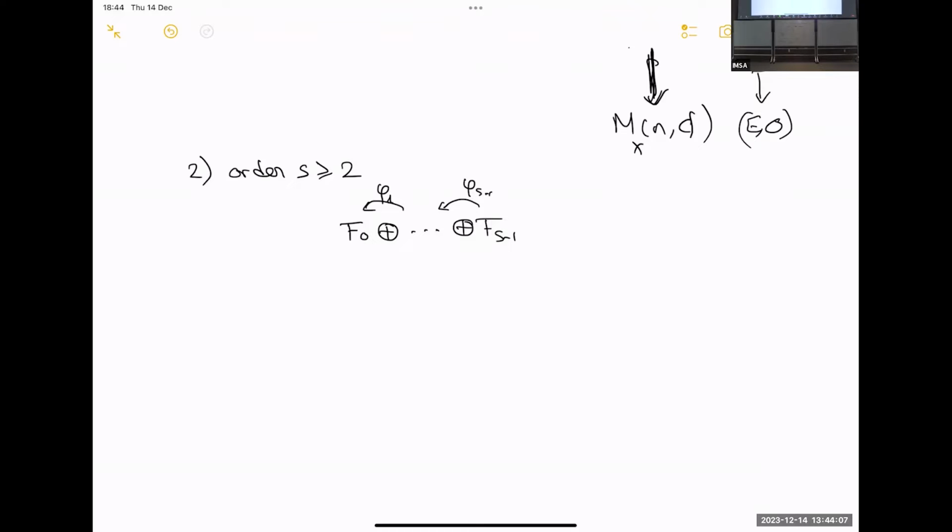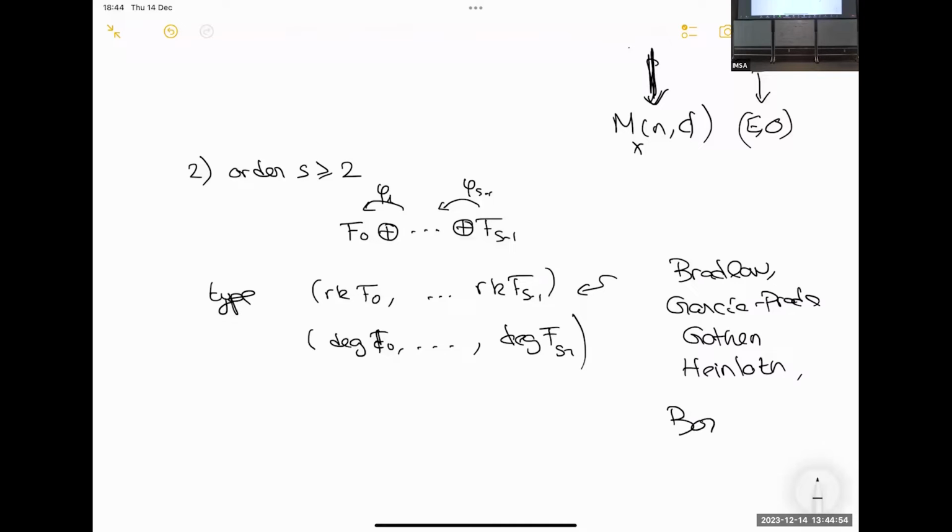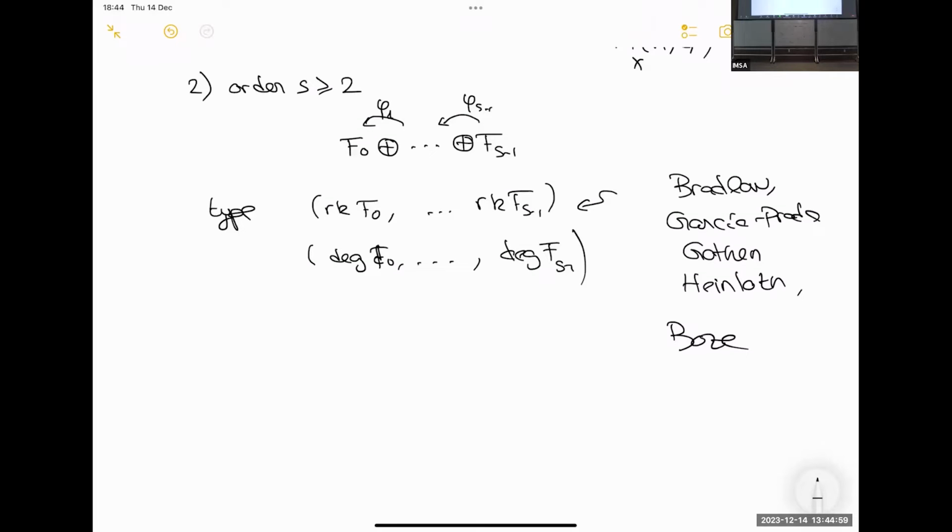There are invariants that one can assign to each, which is called a type. The type of the fixed point is given by the ranks of all the terms, and also the degrees. We'll often refer to the type only by the ranks, but sometimes we specify also the degrees. And it's been proven, I'll cite here Bradlow, Garcia-Prada, Gothen and Heinloth on the one hand, built on much former work, and also Bozec in the non-smooth case. These people prove that, in fact, these invariants determine the irreducible component of the fixed point set.